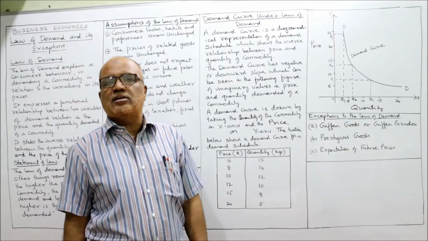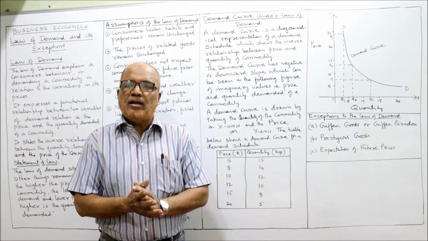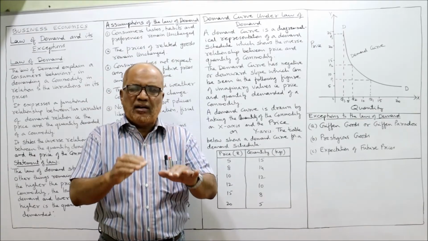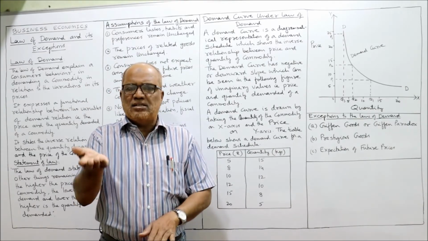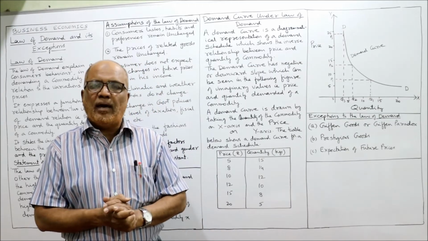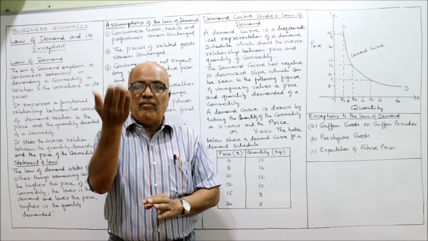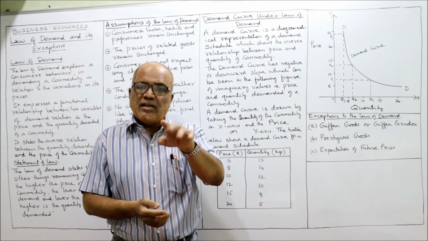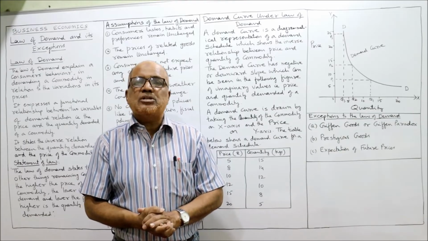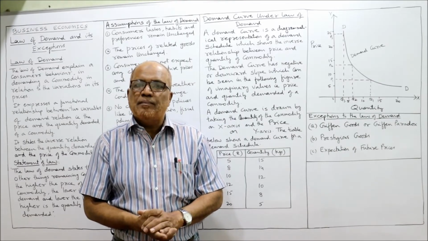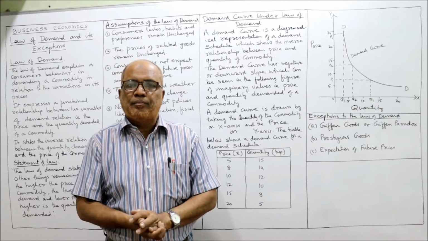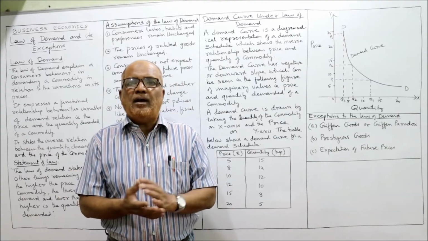exceptions to the law of demand. Actually, law of demand is proved in many cases, where we can see as the price is increasing, demand decreases. When the price decreases, demand is increasing. But there are few instances where when the price increases, demand will also increase. When the price decreases, demand will also come down. These are called the exceptions to the law of demand, meaning the cases where the law of demand fails. The law of demand is not applied.